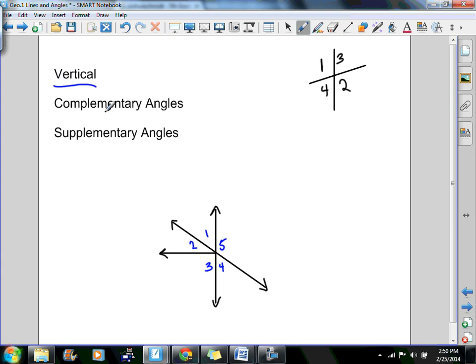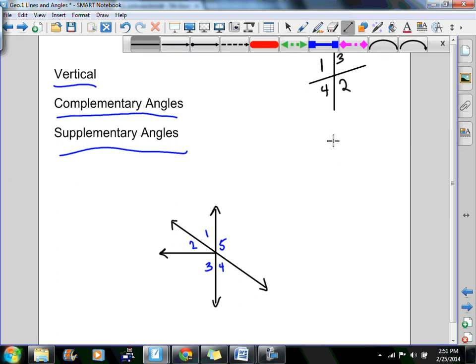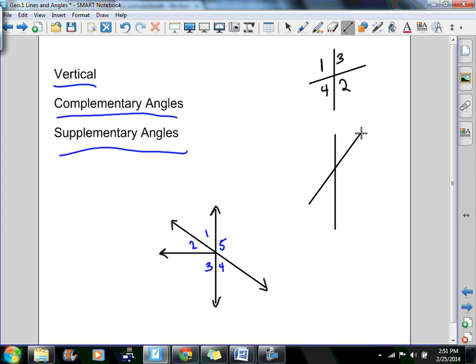3 definitions here. Vertical angles are opposite sides. And the reason why they're called vertical angles is, let me give you an example. So if I have these angles here, let's say angle 1 and angle 2, they are going to be equal and opposite sides.